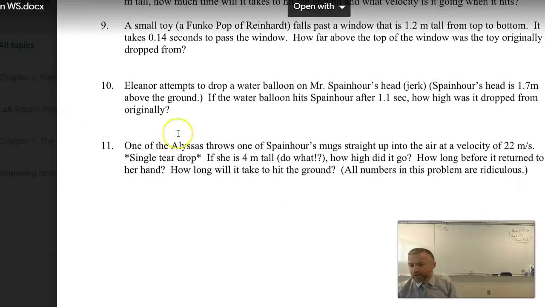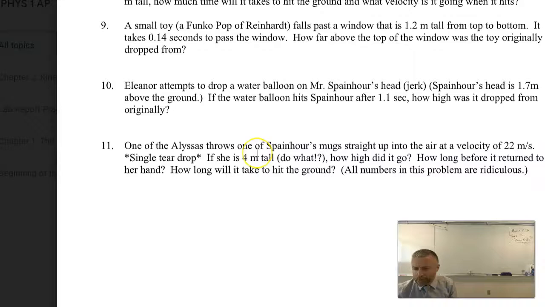We're doing number 11. So one of the Ulysses throws a Spanner's mug straight up into the air, 22 meters per second, single teardrop. She's 4 meters tall. No, she's not. How high did it go? And how long before returning to her hand? How long will it take to hit the ground? Oh, I didn't realize that there's this one too.